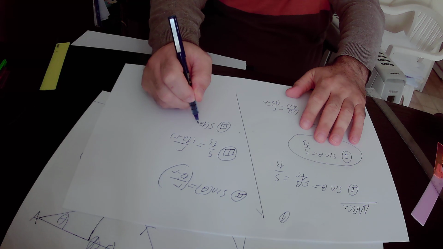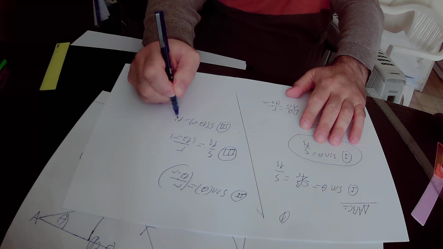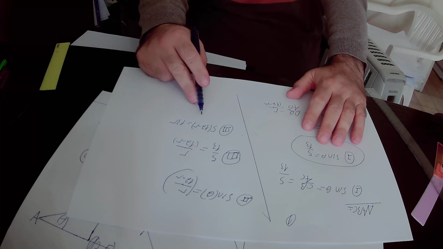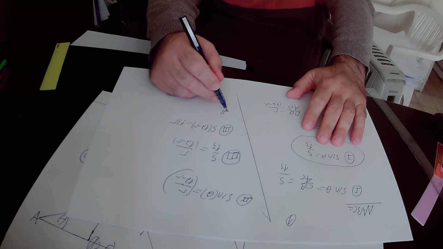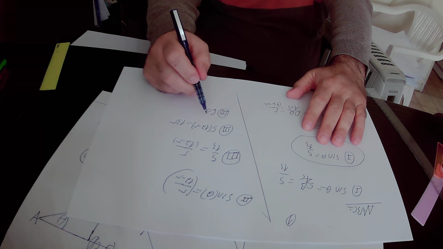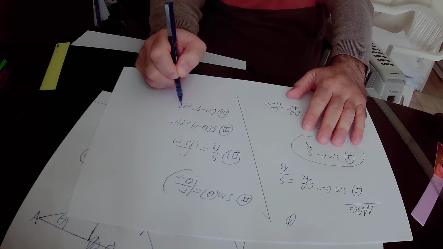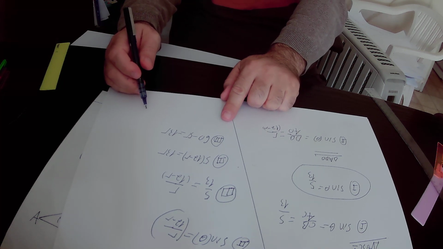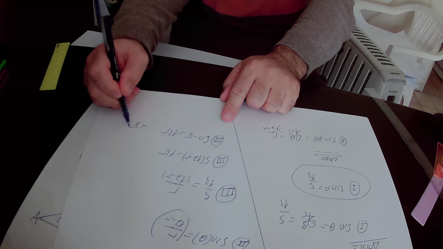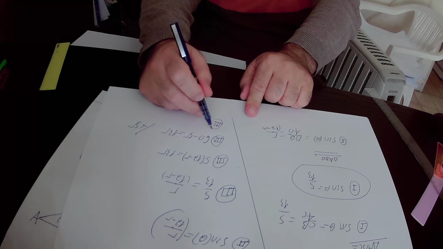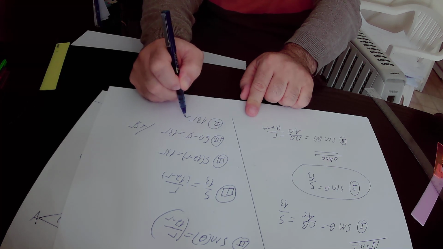5 times (12 minus R) equals 13R. We will open the brackets on this side of equation number 3 and we will get that 5 times 12 is 60, 5 times minus R is minus 5R, and it equals 13R. We will add 5R to this equation, and we will get that 13R plus 5R is 18R and it equals 60.